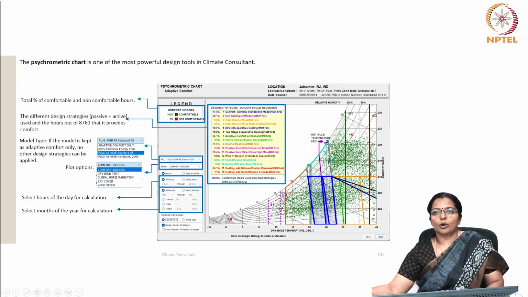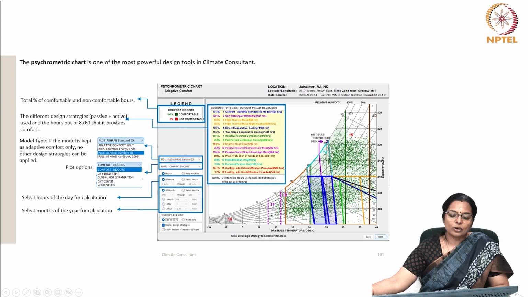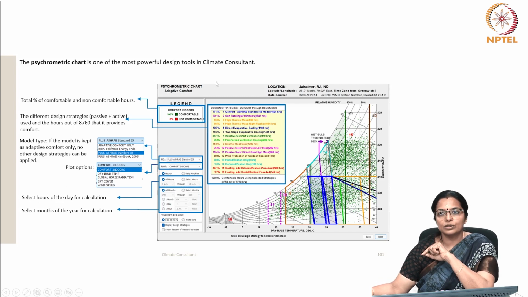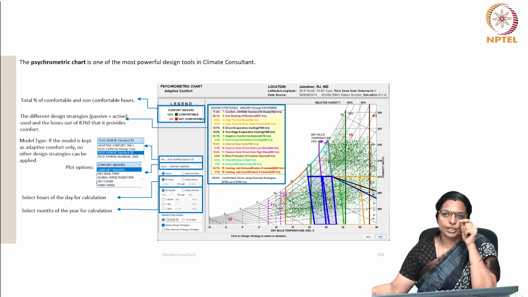Now this is very important. The psychrometric chart is one of the most powerful design tools in Climate Consultant. Now reading a psychrometric chart is important. It shows dry bulb temperature across the bottom and moisture content of the air up the side.